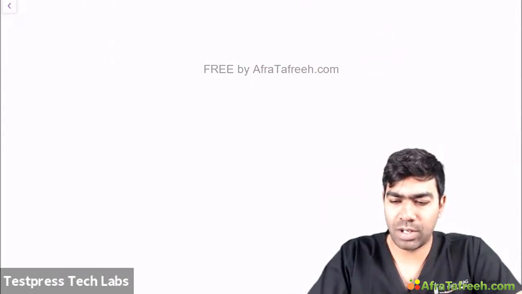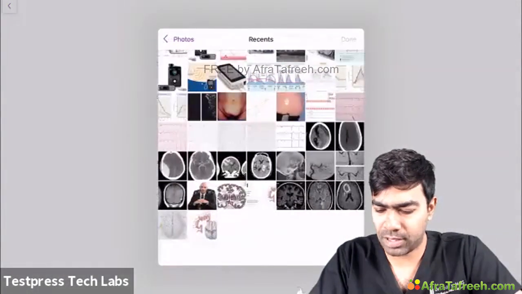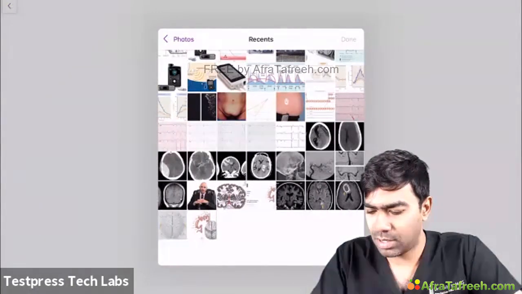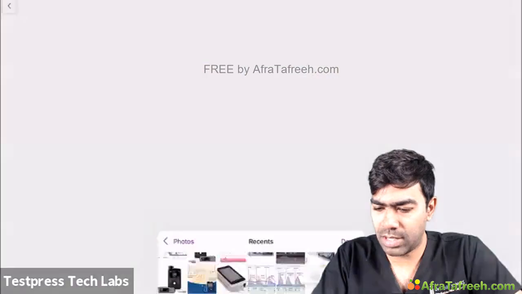As far as our other pictures are concerned, let me tell these three pictures.